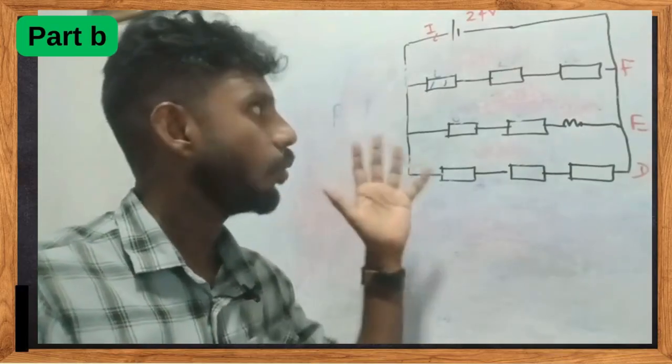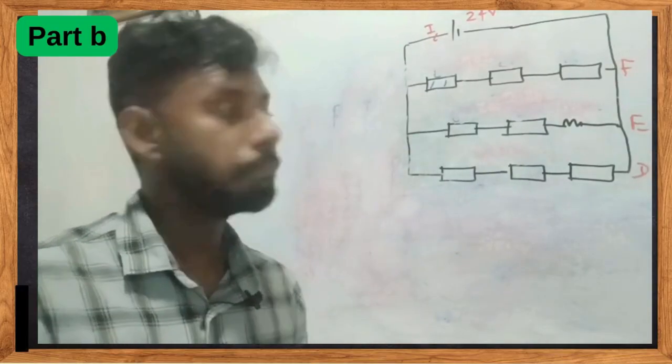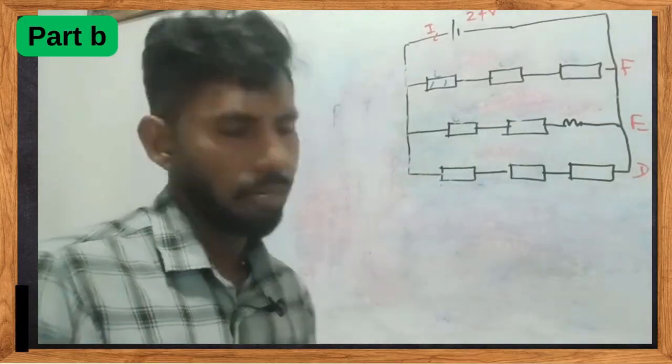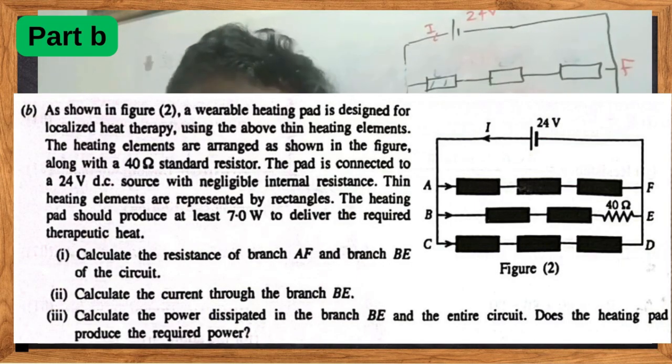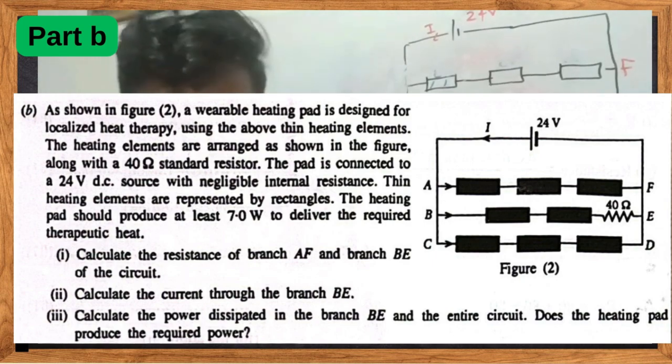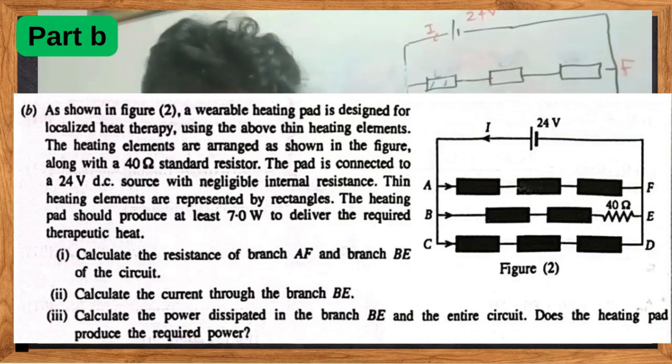Alright students, now we are in the second part of the question, part B. Let's read the question first, right? As shown in figure 2, a variable heating pad is designed for localized heat therapy. Using the above thin heating elements, the heating elements are arranged as shown in the figure along with a 40 ohm standard resistor. You can see it here. The pad is connected to a 24 V DC source with negligible internal resistance.